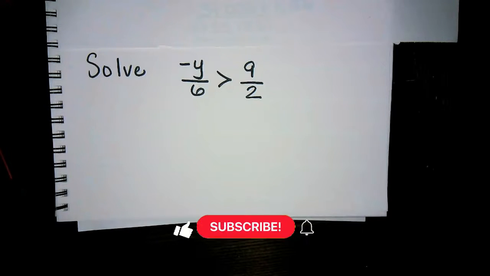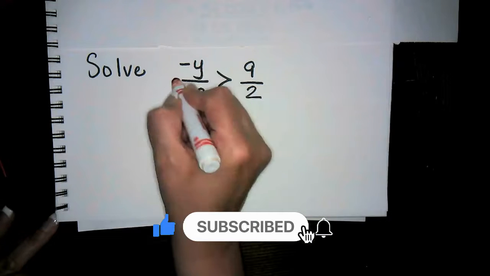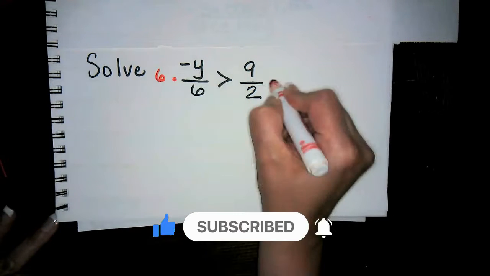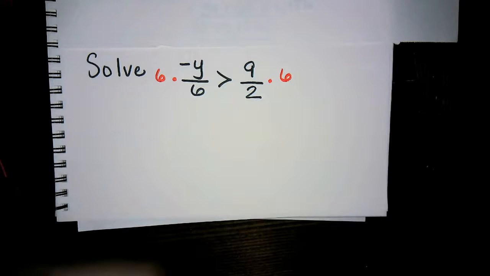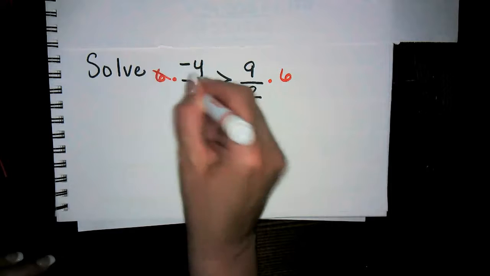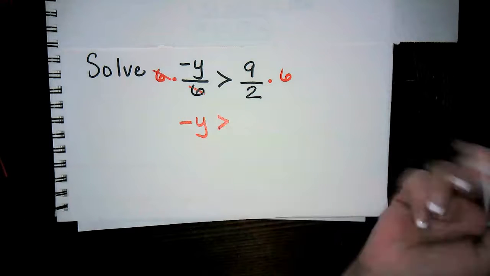The way we do that is to do the opposite of dividing by 6. Well, the opposite of dividing by 6 is to multiply by 6. So I'm going to multiply by 6 on both sides of the inequality here. Now, multiplying by 6 and dividing by 6 cancel each other out. We're left with that negative y greater than.